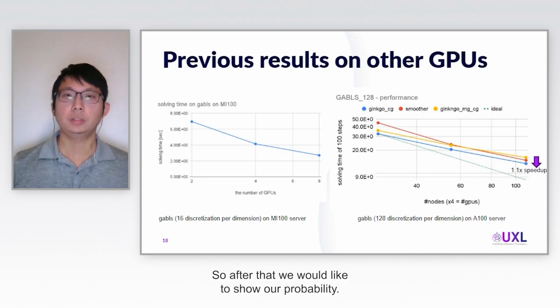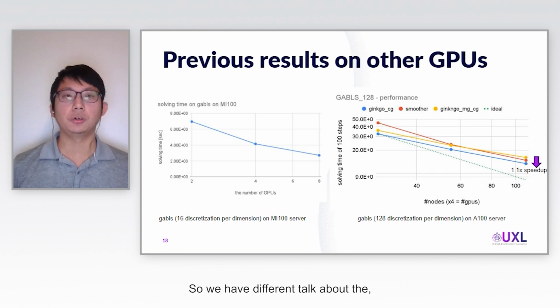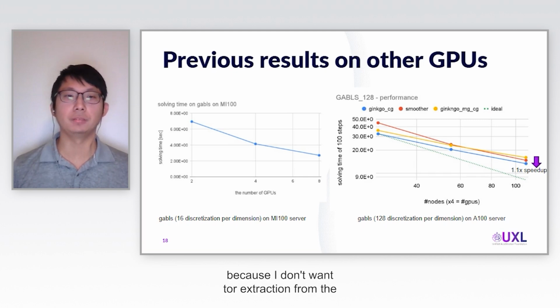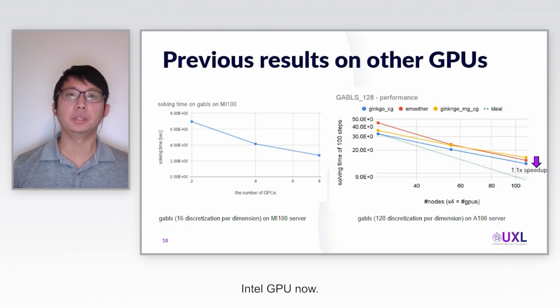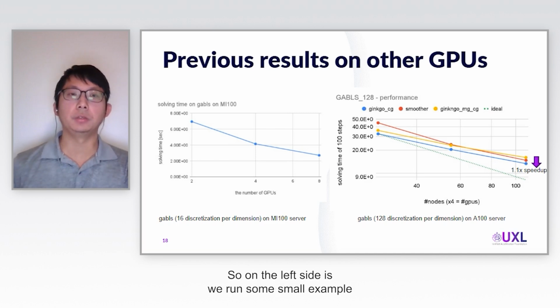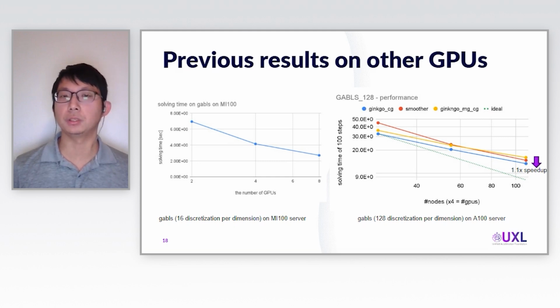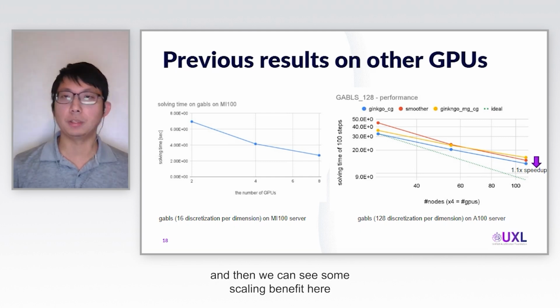After that, we would like to show our portability. We have given a talk about these results at the past CFD conference, but I only captured 1 or 2 slides here because I don't want to spoil the session from the Intel GPU now. On the left side, we run some small examples. It's the Gordon Bell example using 16 discretization points per dimension on our self-hosted AMD MI100 server, and it's runnable, and we can see some scaling benefit here.